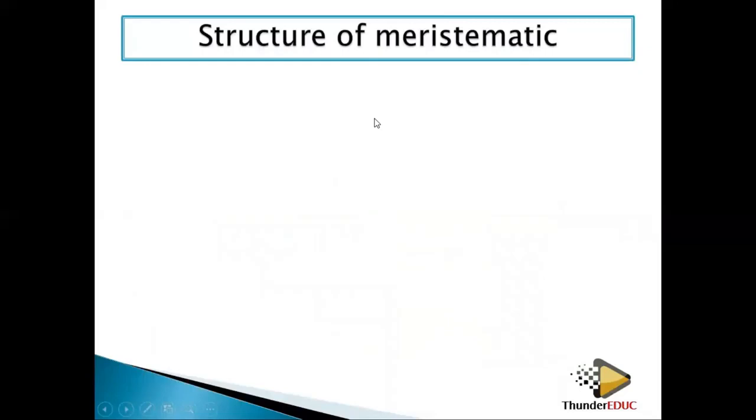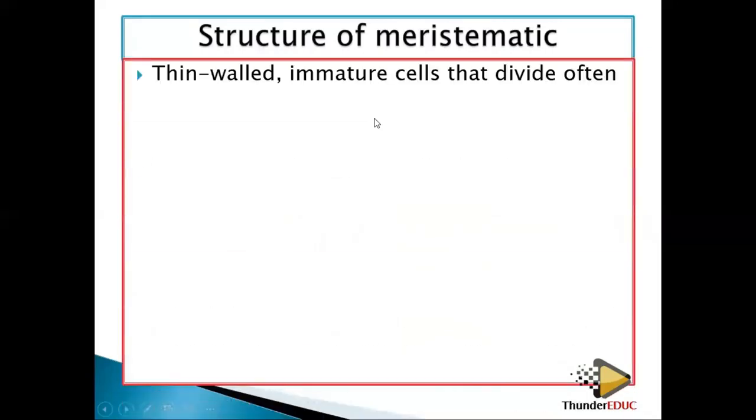So, structure of meristematic tissues. Number one, we are saying that these cells or these tissues are very thin.